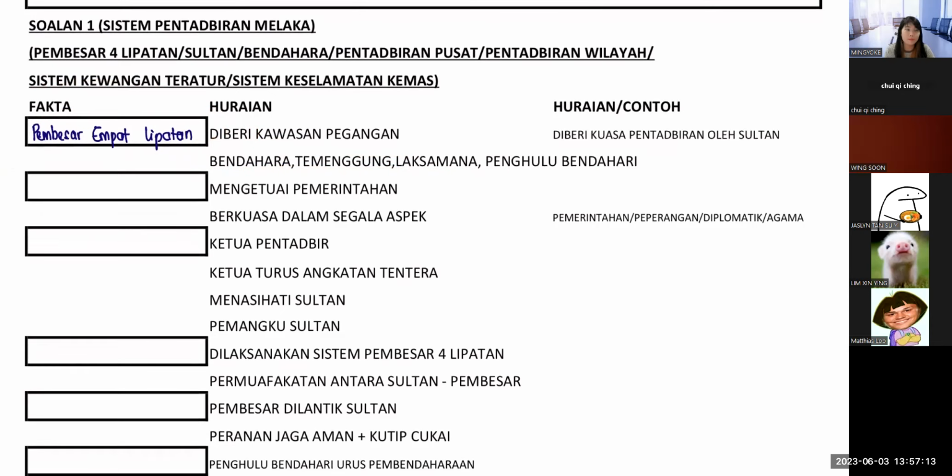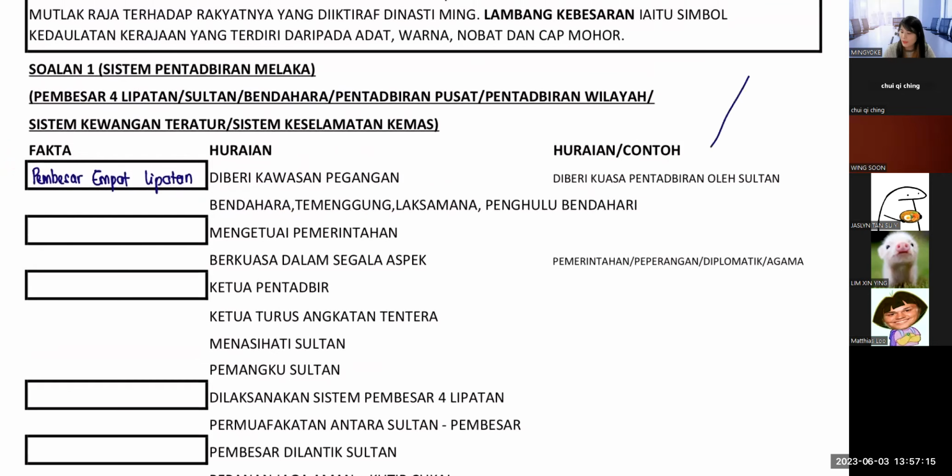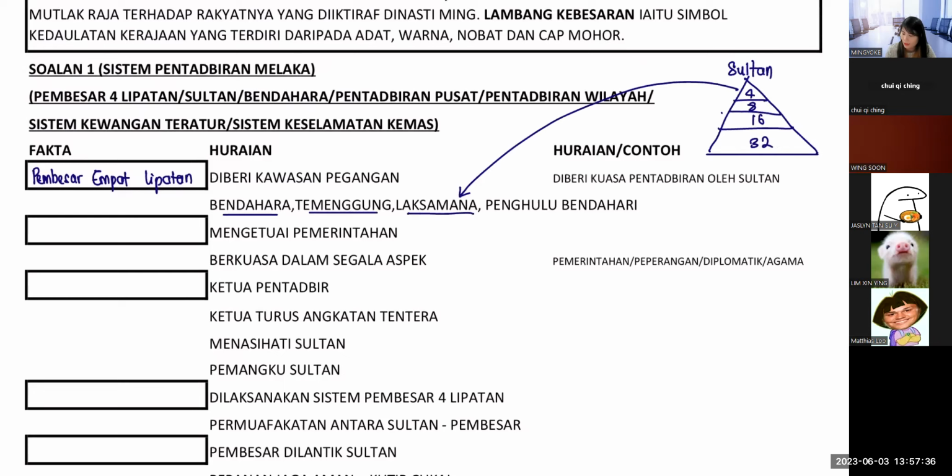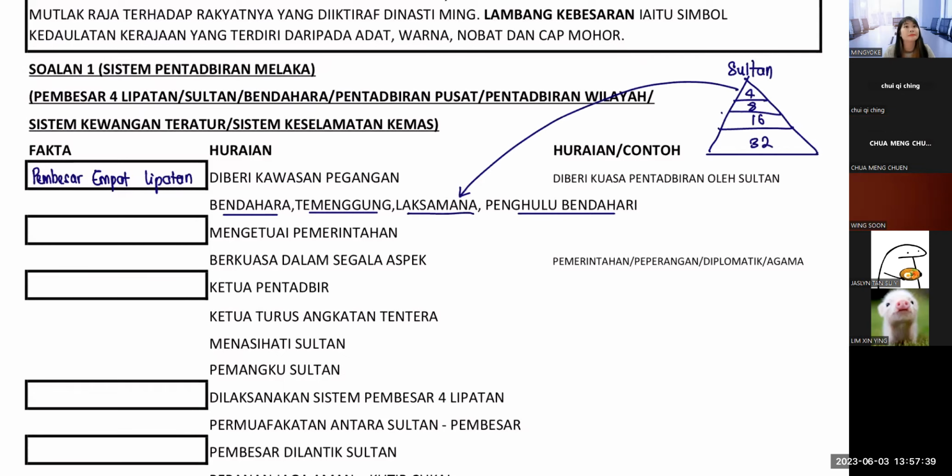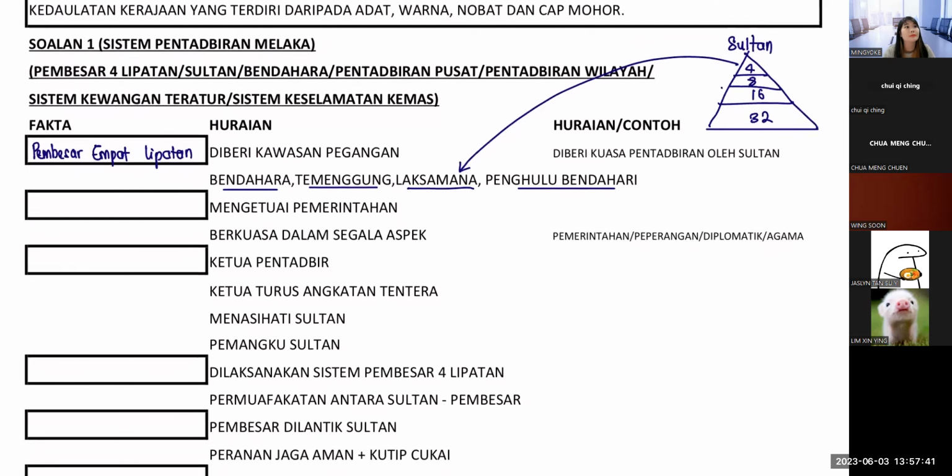This system pentadbiran. Okay, so you remember system pembesar empat lipatan is after the Sultan, we have who? We have pembesar berempat, berlapan, 16, and 32. And the pembesar berempat is namely the Bendahara, Temenggung, Laksamana, Penghulu Bendahari. Okay, then the next one, Sultan is who? Sultan is the ketua pemerintahan.